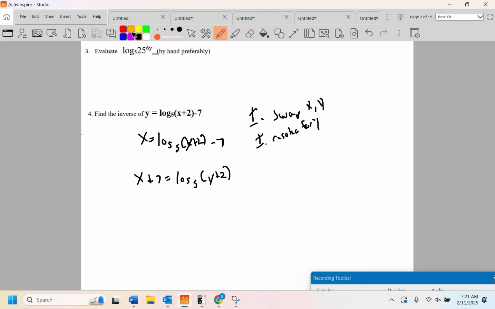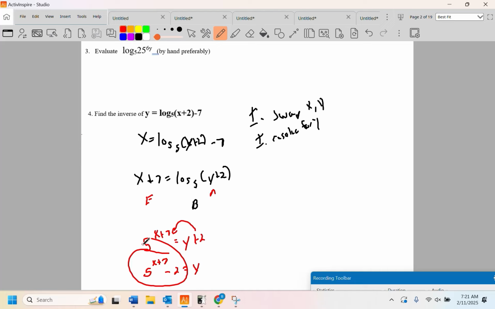And we're ready to become an exponential. Base, argument, exponent. 5 to the x plus 7 is equal to y plus 2. Isolation. 5 to the x plus 7, take away 2 on the level, not as an exponent space, is y. There's your inverse.